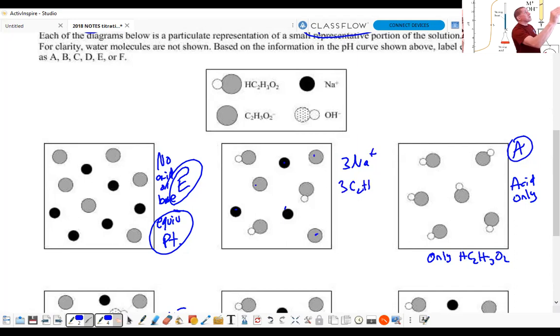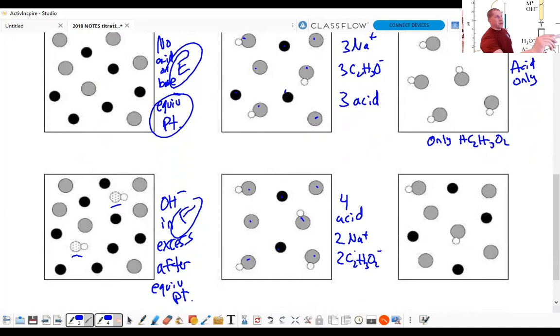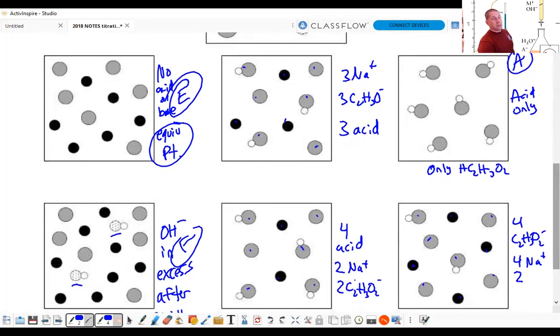1, 2, 3 C2H3O2 minuses. And we have 1, 2, 3 of the acid. Then this one, 4 of the acid, 2 of the Na plus, and 2 of the C2H3O2 minus. And then the last one here, we have 4 of the C2H3O2 minus, 4 of the Na plus, and 2 of the acid.